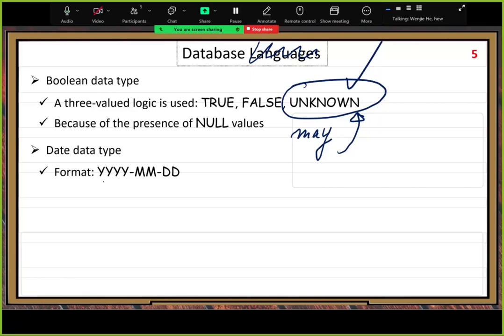So SQL takes this format. The first 4 characters are for the year number. Then a dash, then 2 digits for the month number. Then a dash, then 2 digits for the day number. This is the standard SQL format. For all the countries you have to use this format. If you use the wrong format, your data cannot be accepted by the DBMS. So you have to follow this standard.